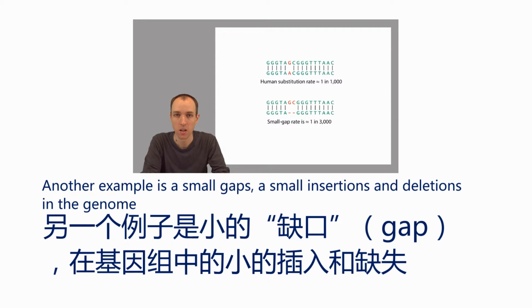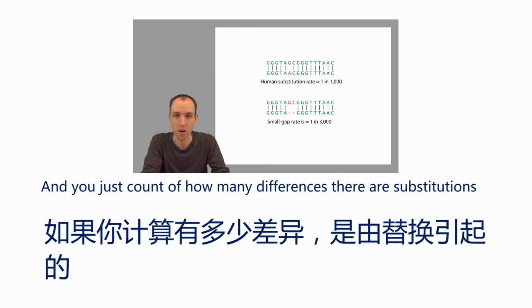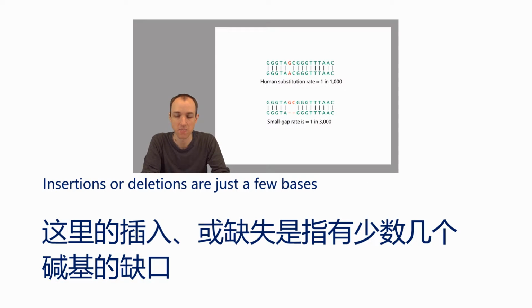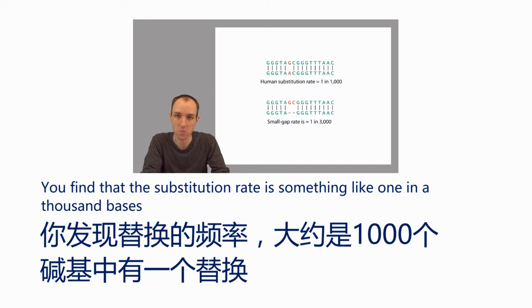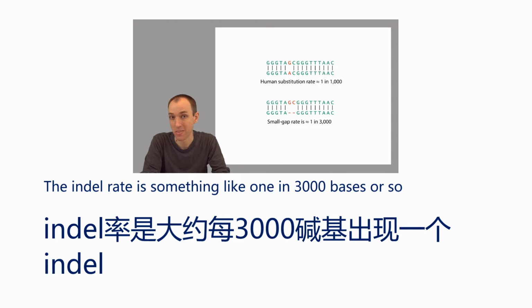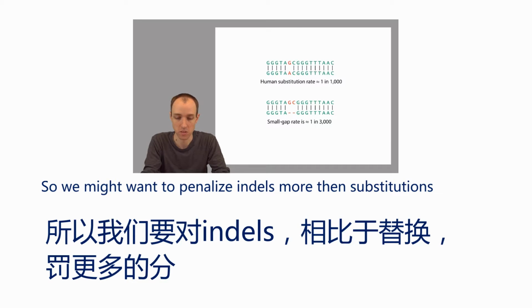Another example is small gaps, so small insertions and deletions in the genome. It turns out that if you take the genomes of two unrelated humans and you just count up how many differences there are that are substitutions versus how many differences there are that are small insertions or deletions of just a few bases, you find that the substitution rate is something like 1 in 1,000 bases, whereas the indel rate, indel meaning insertions and deletions, is something like 1 in 3,000 bases or so. So indels are less frequent than substitutions. So we might want to penalize indels more than substitutions.